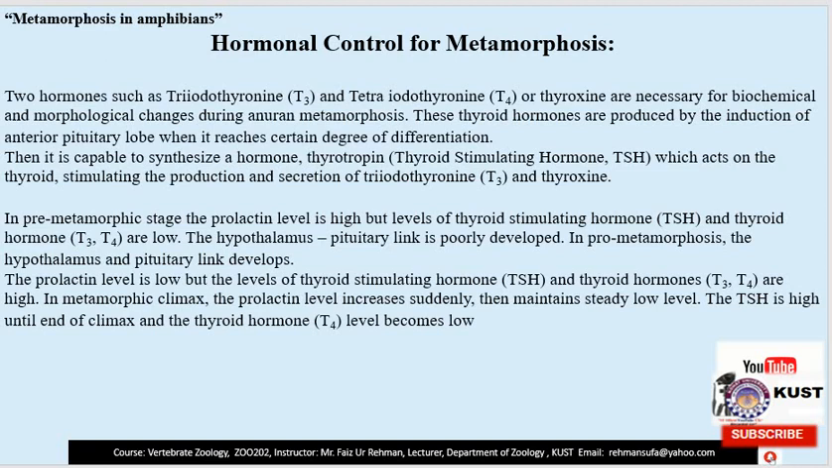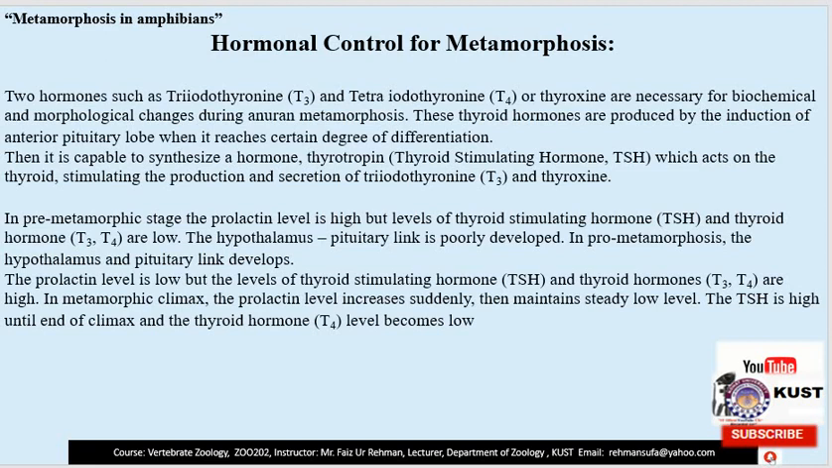In the pre-metamorphic stage, as discussed earlier, the prolactin level is high, but the levels of thyroid stimulating hormone and thyroid hormone are low, and the link between the hypothalamus and pituitary gland is poorly developed. But in pro-metamorphosis, the link between the hypothalamus and pituitary gland is highly developed. The prolactin level is low, but the levels of thyroid stimulating hormone and thyroid hormone are high.